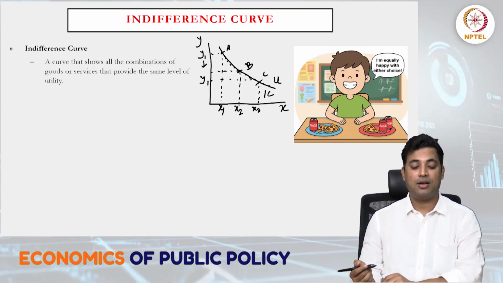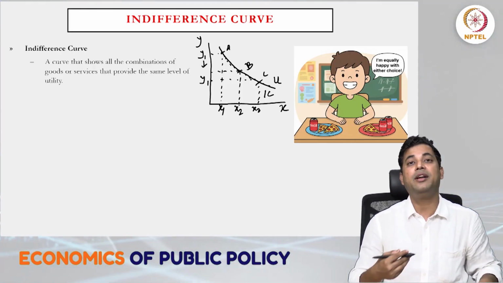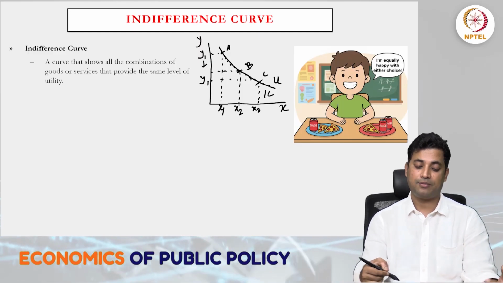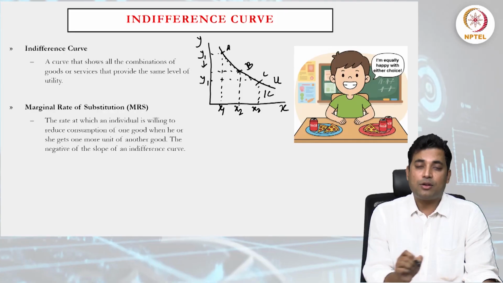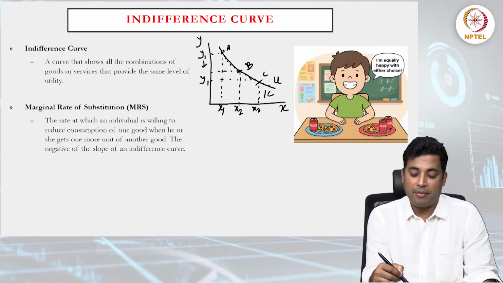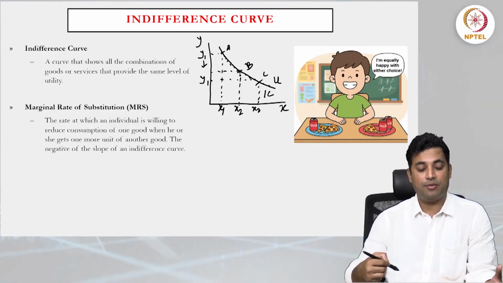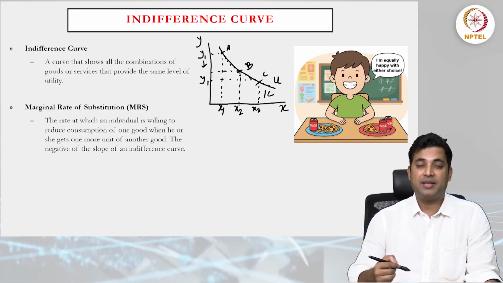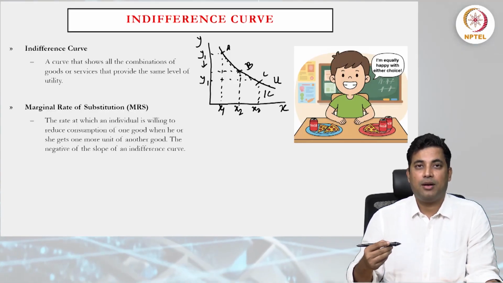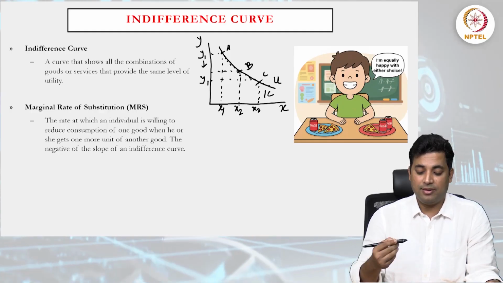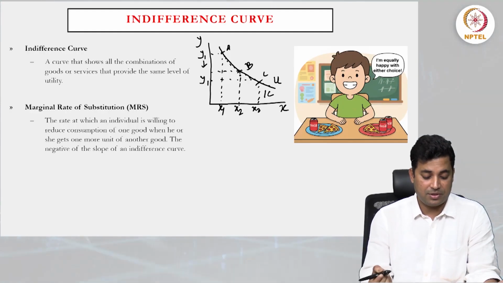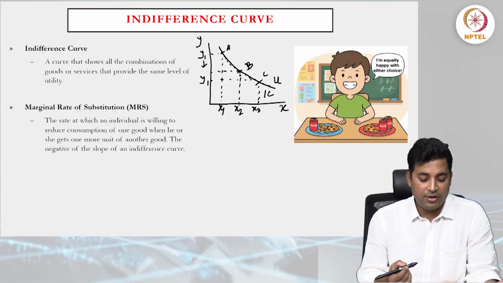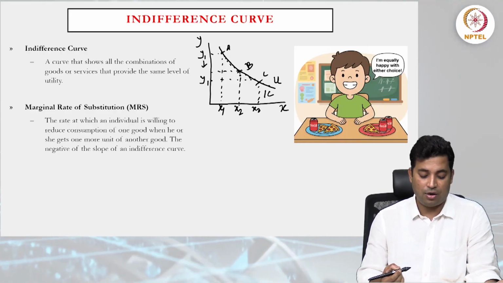So this is the indifference curve: I'm indifferent in choosing between A, B, or C. In this context, when moving from A to B, I'm substituting one good with the other. This is the marginal rate of substitution, which says that an individual is willing to reduce consumption of one good.